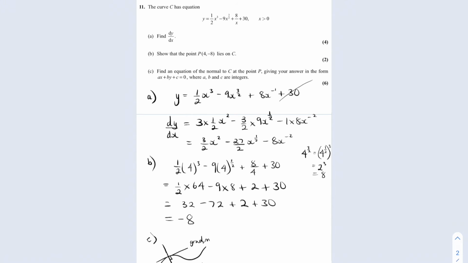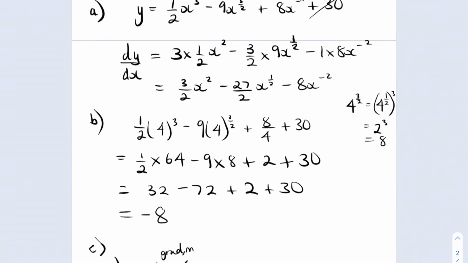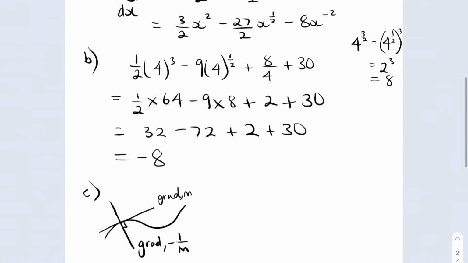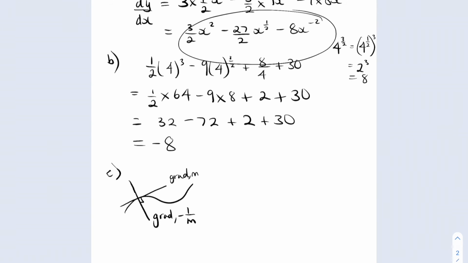So I've already differentiated in part A. My x value is 4. So I need to put 4 into dy by dx. So we need to put 4 into this one. Okay, so that's going to tell me the gradient of the curve at that given point.